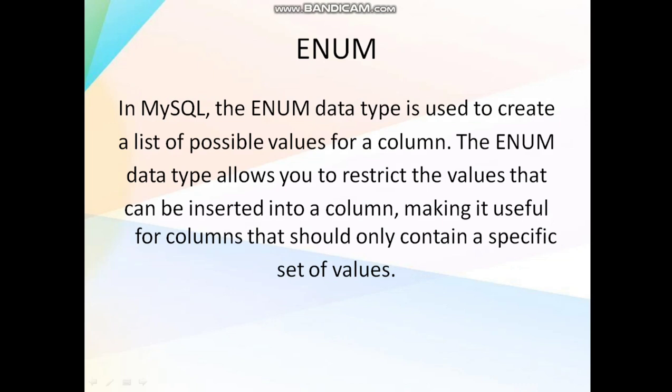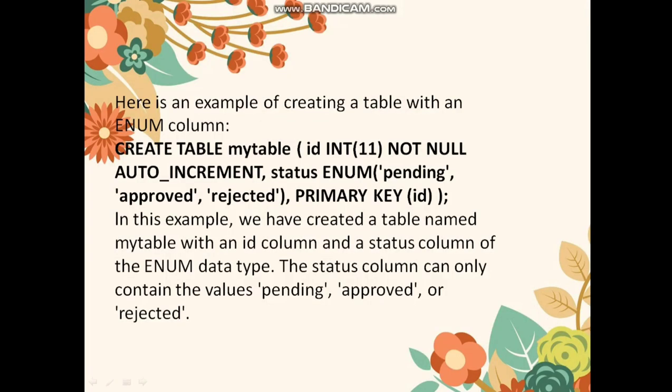Enum. In MySQL, the enum data type is used to create a list of possible values for a column. The enum data type allows you to restrict the values that can be inserted into a column, making it useful for columns that should only contain a specific set of values.